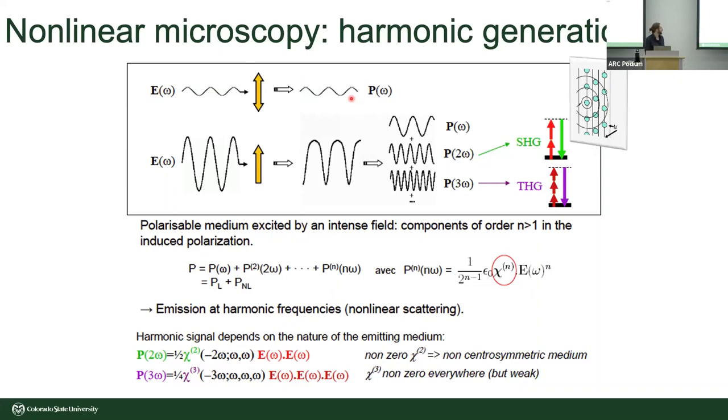This is where refraction comes from, various other things, this linear response. Now imagine that we were to take the amplitude of this illuminating light and turn it up, and we keep turning it up and up and up. Eventually we'll hit a point where this response is no longer linear. And that's effectively where the scattering is coming from.